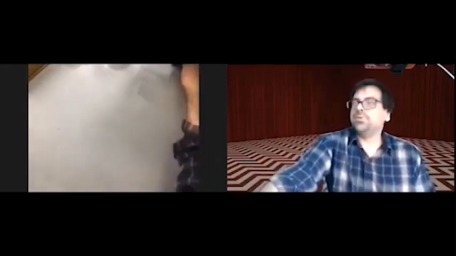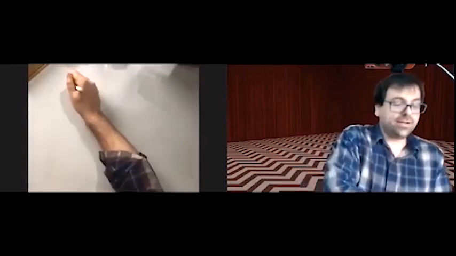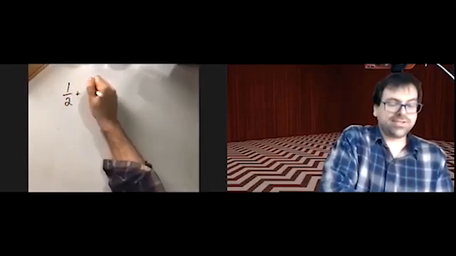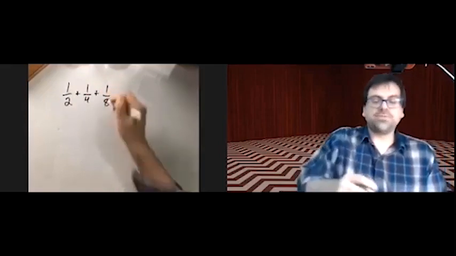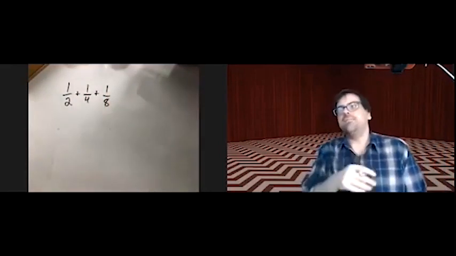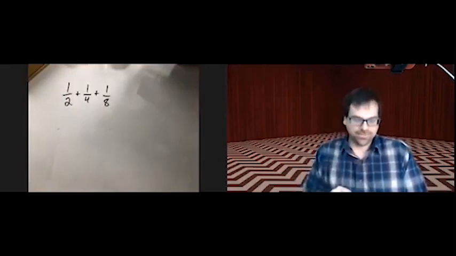We can apply our process and add 3 fractions together, which means we need the least common denominator for all 3. All 3 have to match.